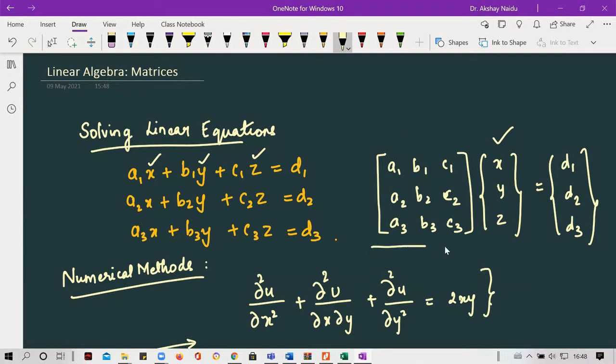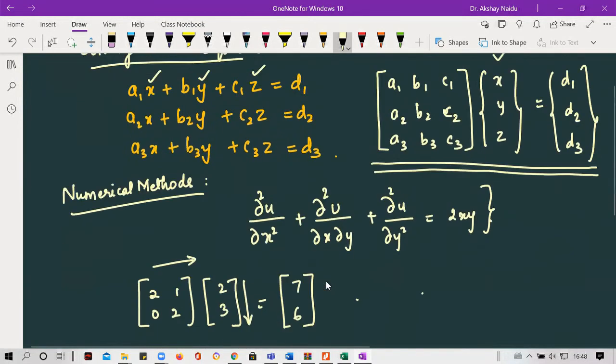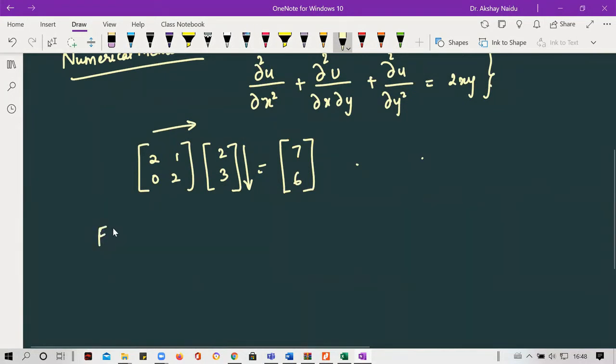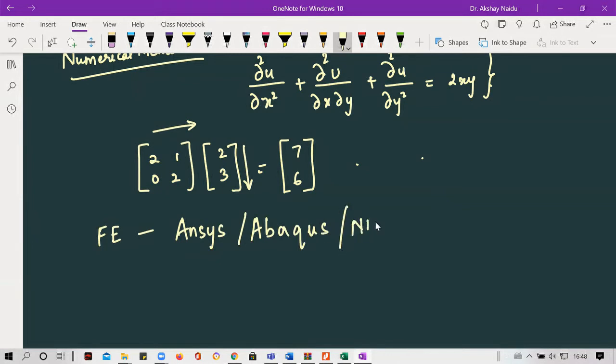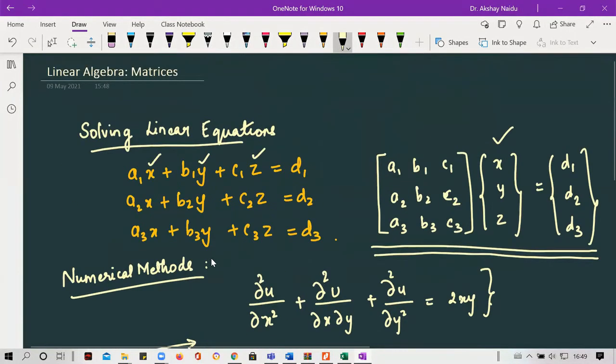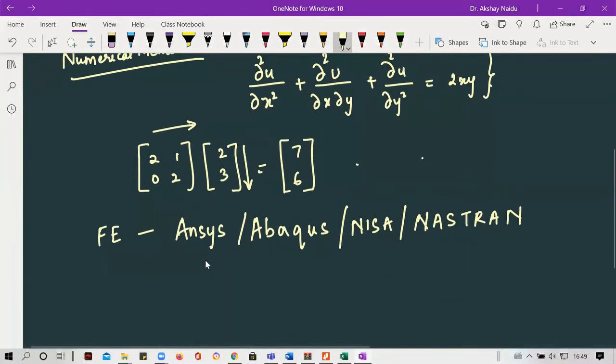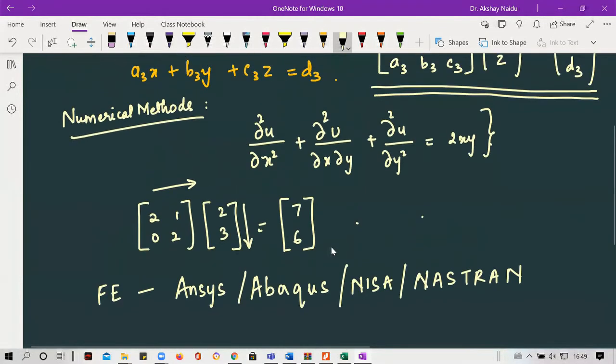Those of you who are in electrical, electronics, civil and mechanical may have heard of finite element softwares. ANSYS, Abaqus, you must have heard about these softwares, NISA, Nastran, and some of you must be working on them for your final year projects and so on. Now, these are finite element softwares. The background of solving is your matrix methods.